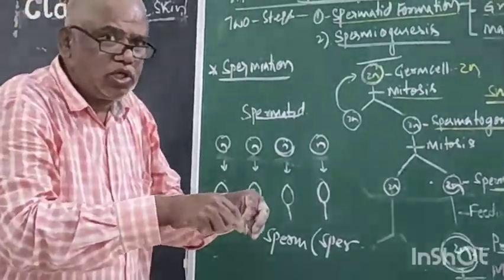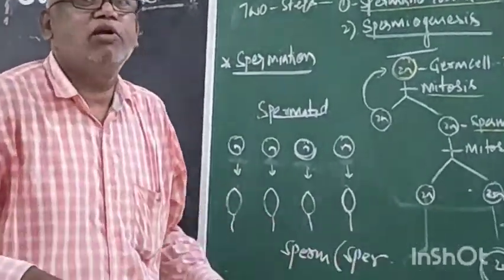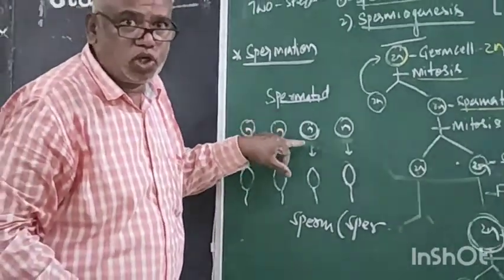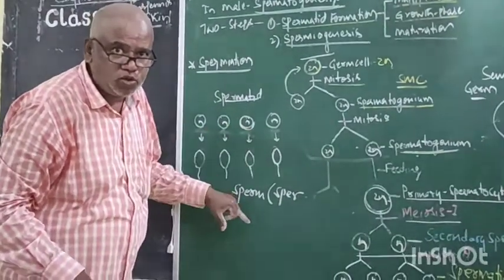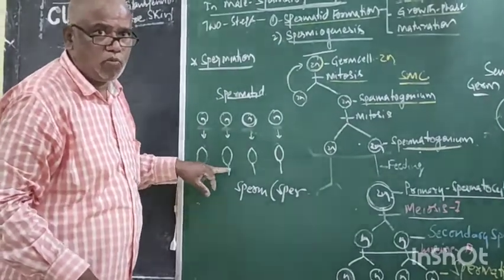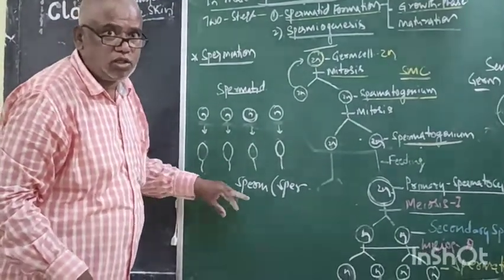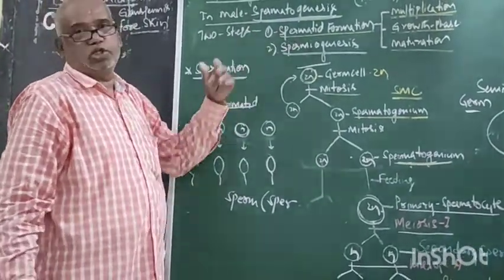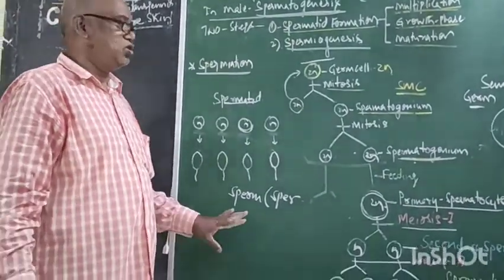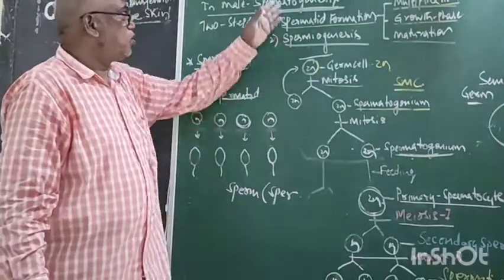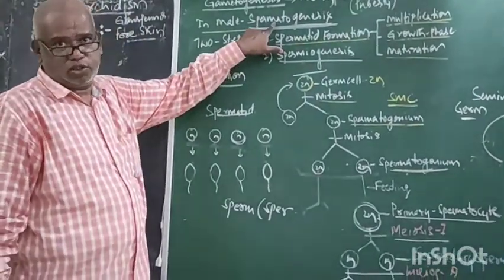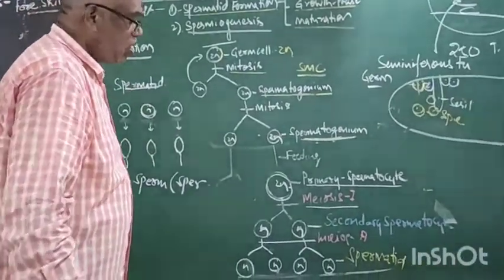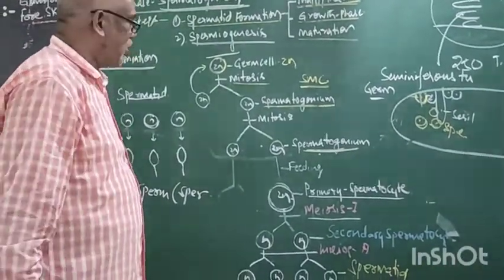Now, after some elongation, the spherical, non-motile spermatid without a tail is converted into a tadpole-like, motile sperm with a tail. That is called spermiogenesis. The total process is called spermatogenesis.